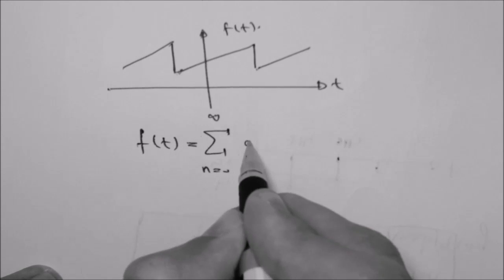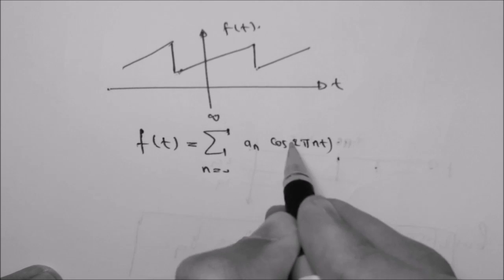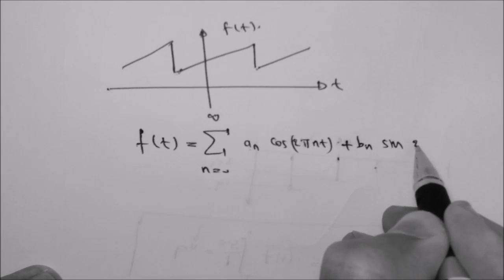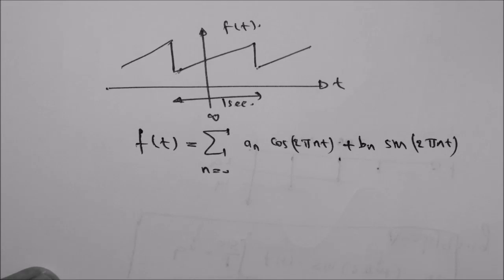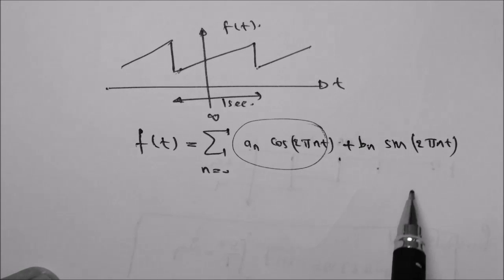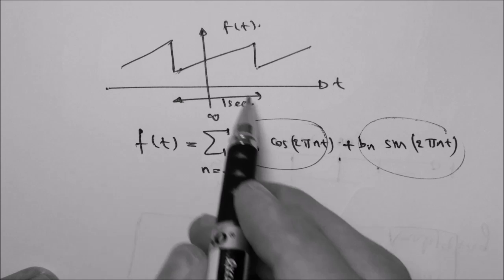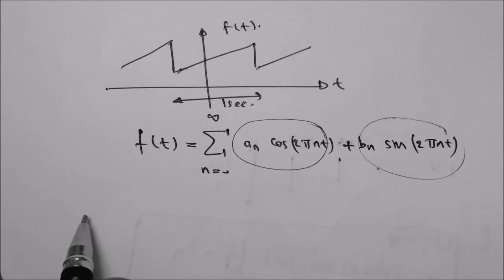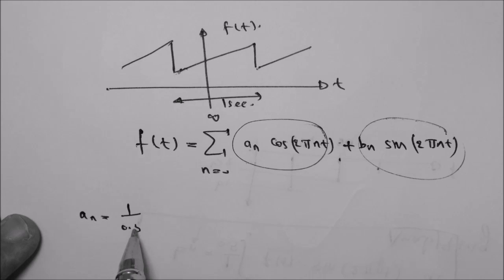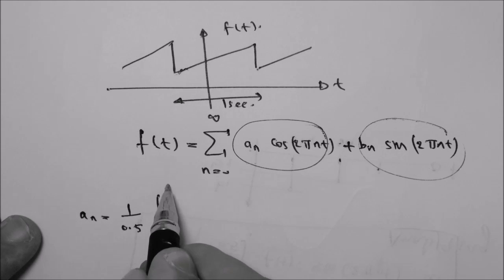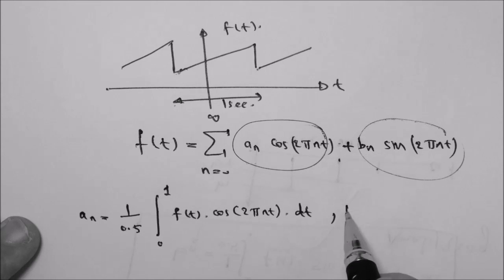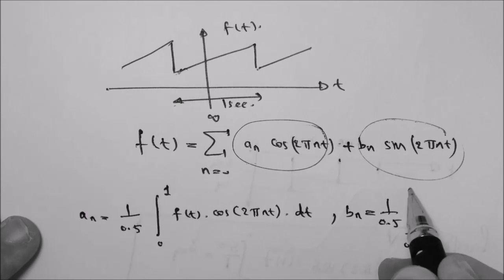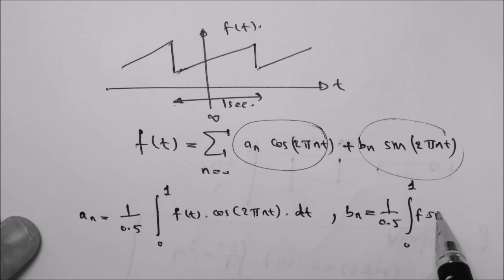So we say a_n cosine 2πnt plus b_n sine 2πnt, if this is 1 second. For odd signals, this part is 0. For even signals, this part is 0. For general signals, both parts exist, where a_n equals 1 over 0.5 integration from 0 to 1, since it had a 1 second duration, f(t) times cosine 2πnt dt, and b_n equals 1 over 0.5 integration from 0 to 1 of f(t) multiplied by sine 2πnt dt.